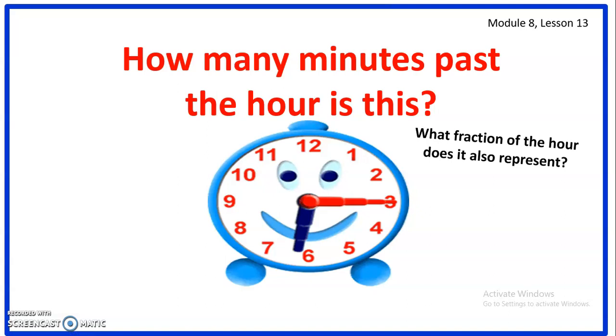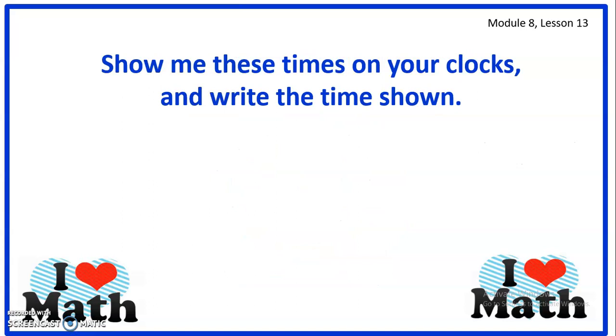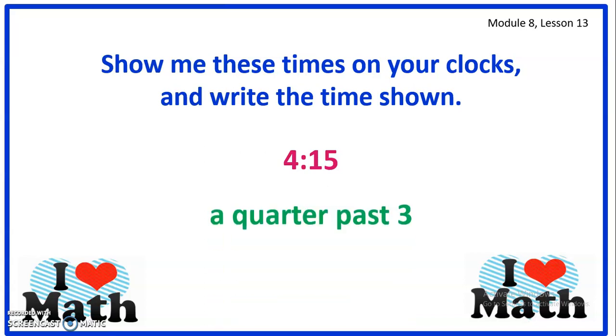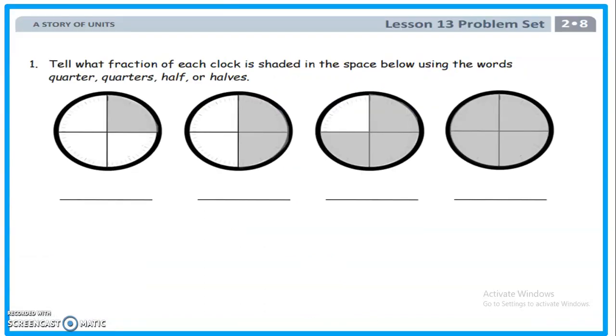Now what fraction does this represent? That's the third. This is the first fourth, second fourth. That's the third fourth, right? Now, you are going to do this and write them down. 4:15, a quarter past 3, 2:30, and half past 7.